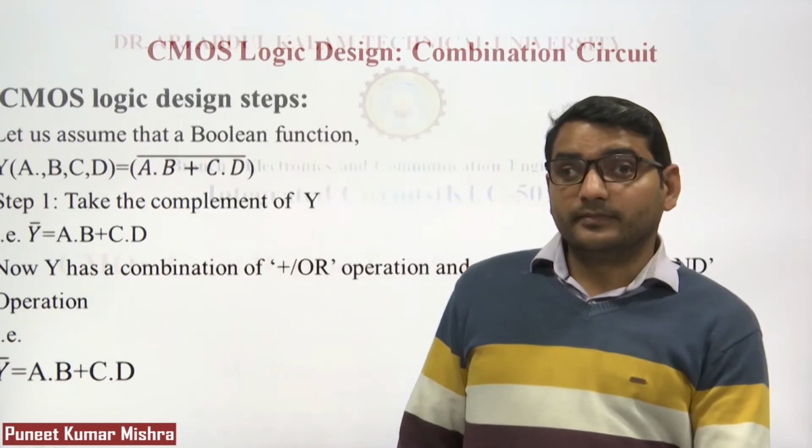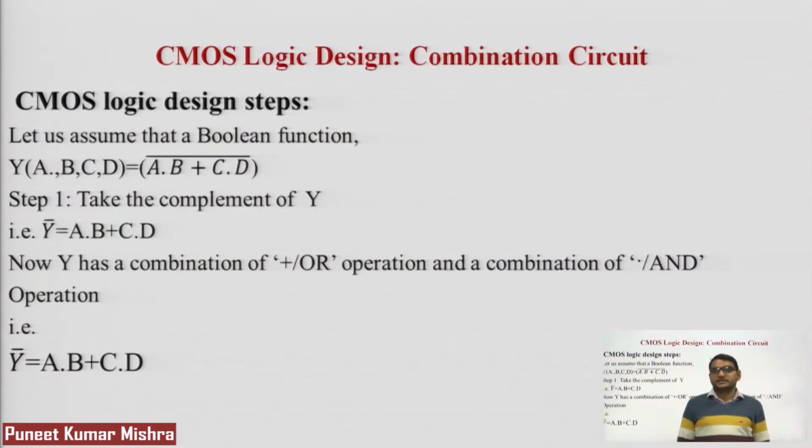Today we discuss the CMOS logic design for a combinational circuit. Okay, we start with the first steps. CMOS logic design steps. First, we consider a Boolean function y equal to a dot b plus c dot d bar. So in step one, we take the complement of y.